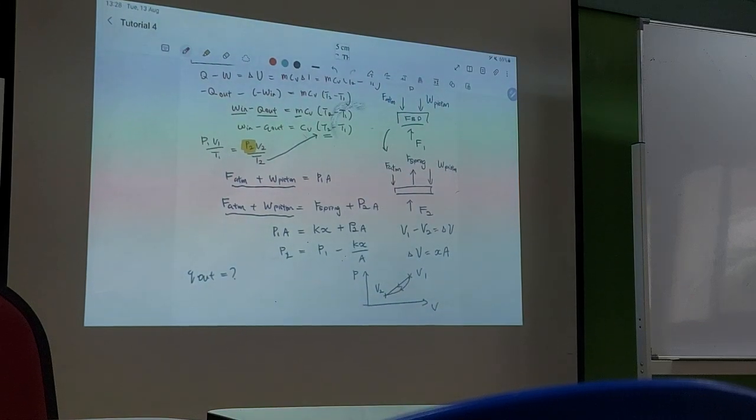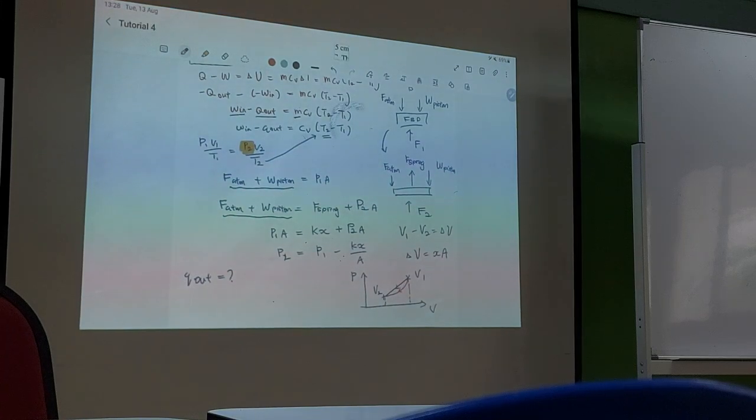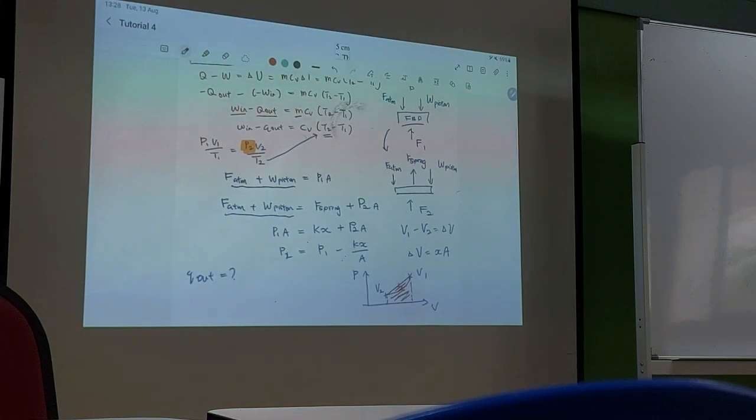Wait, sorry, just now I think I said something a bit wrong, which is about the boundary work. The boundary work in this case will actually be this one, not just Kx. So it is the area under the curve, this whole thing. So you can find the boundary work through the area under the PV diagram.